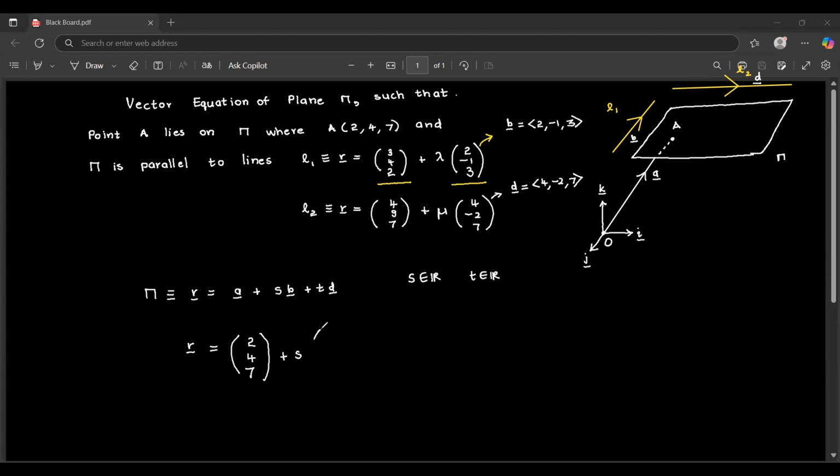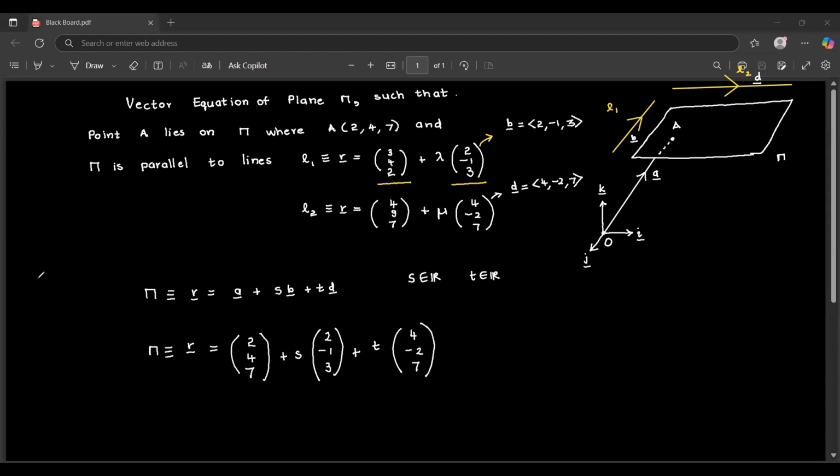So s into b is given as ⟨2, -1, 3⟩, and d is given as ⟨4, -2, 7⟩. So this is how you can come up with the vector equation for a plane by using a point and two parallel lines. Now let's do another practice question.